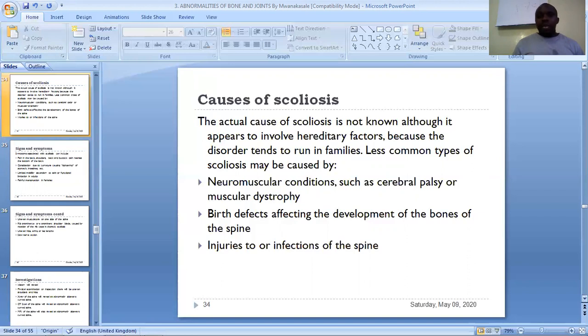Birth defects also affect the development of the bones of the spine. There could also be birth defects that you have seen before, like those that affect the palate, the cleft palates. Even on the spine, birth defects may be there, and in this case, birth defects may bring about someone developing scoliosis. Injuries or infections of the spine may also lead to scoliosis.